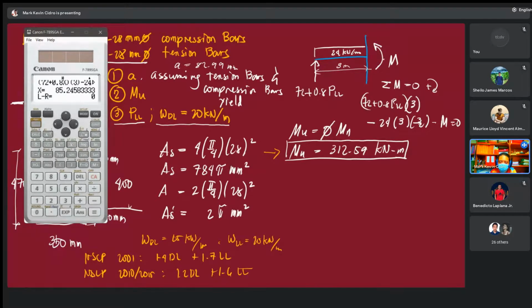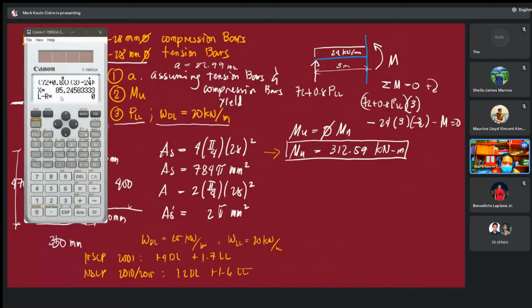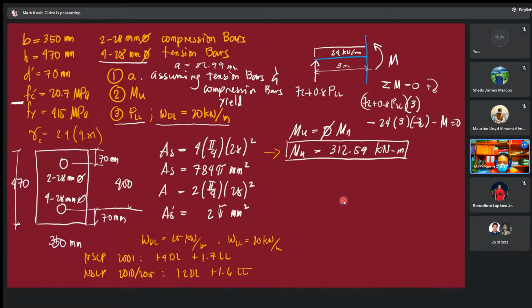Ayun daw. An M ni mo is tama. Dapat sugad in it imo assumption it imo M. The direction of the M is this one. Okay. So the answer is 85.25.